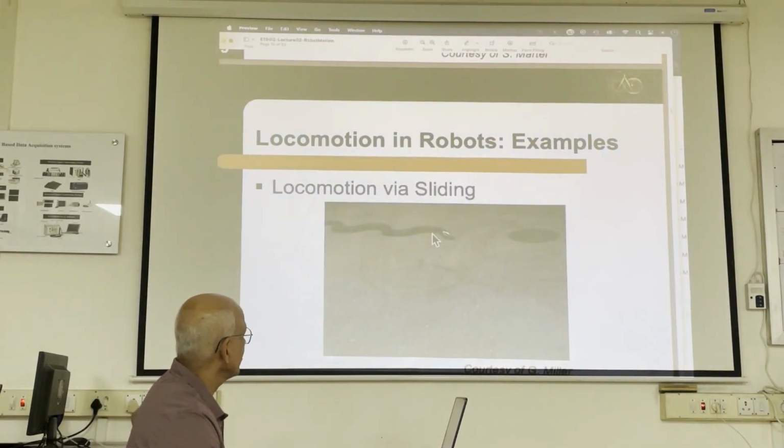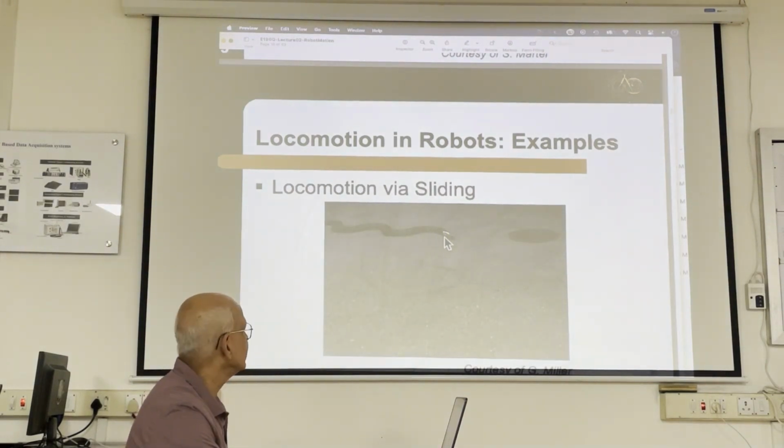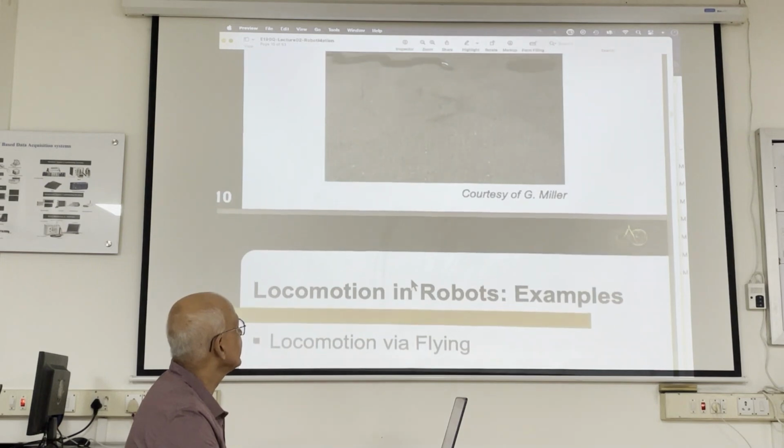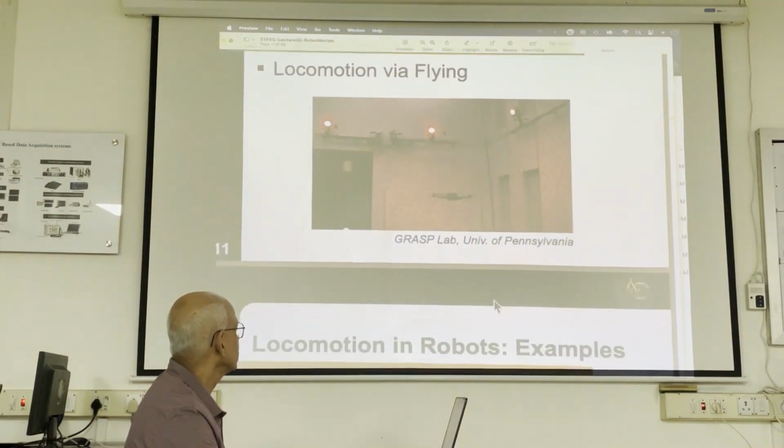Yeah, so here is a snake robot. It's not a video, otherwise I would play it. This is not an actual snake. It's a robotic snake. You will find videos of it moving on YouTube. And these are drones.